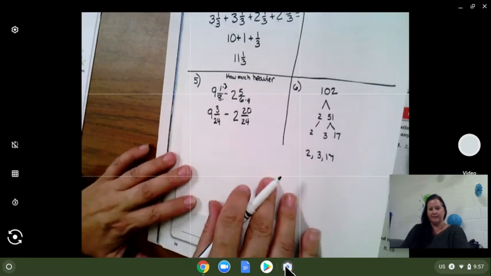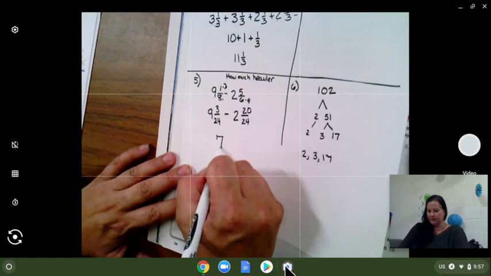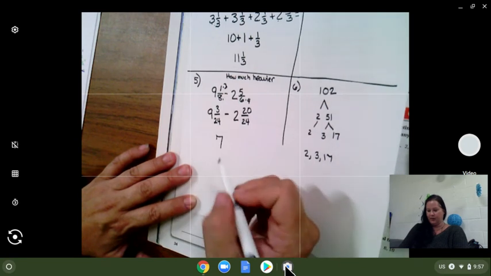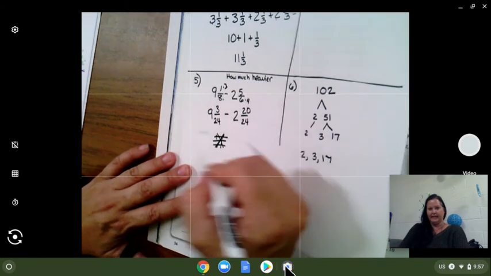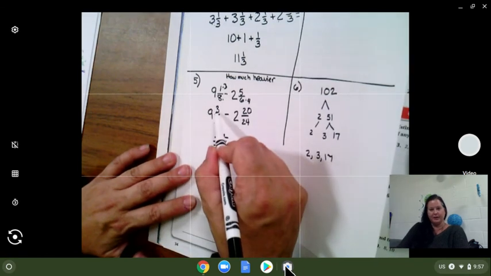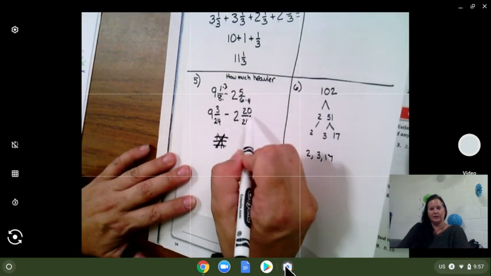So now we have a common denominator. We can subtract our whole numbers, which would be 7. Oh, this is a little more confusing. Okay, so let's back up a second. Here, my numerator is smaller than 20.